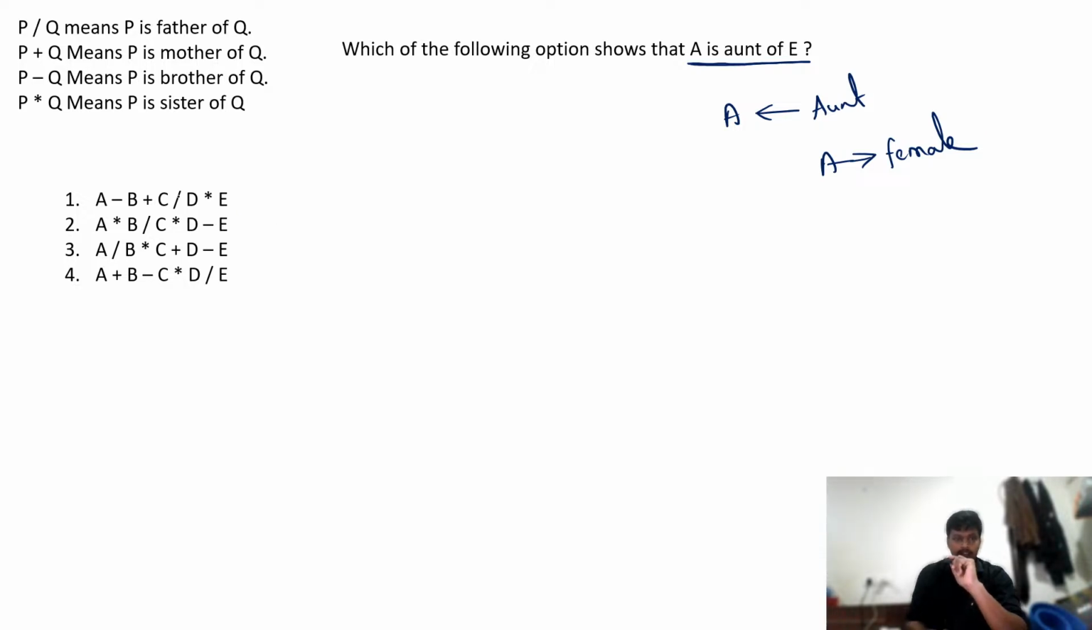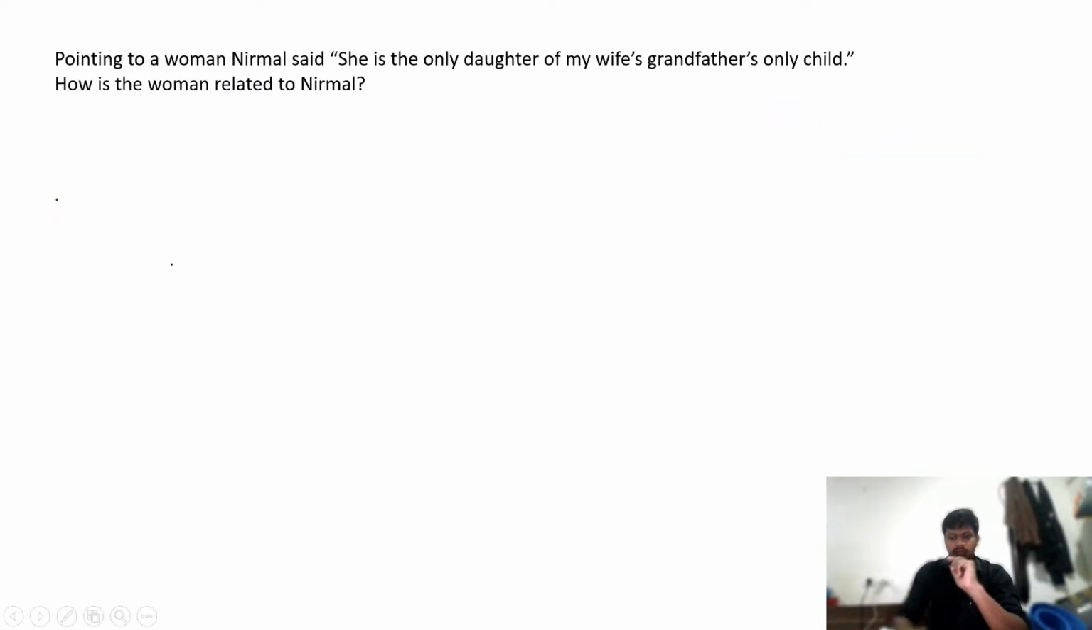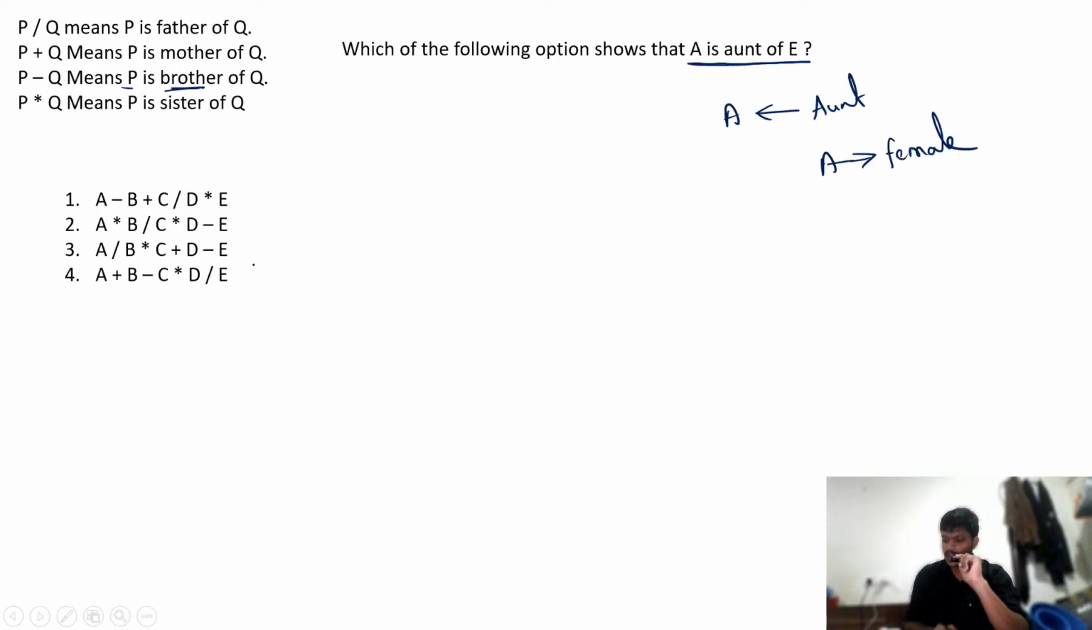For example, take the first one. I am saying A minus B. A minus B means A is brother of B. That means A is a male person in this equation, so there is no meaning in solving this option. Option 1 is not our answer because I want A to be a female person, but in option 1 A is a male person. So you can eliminate that option.